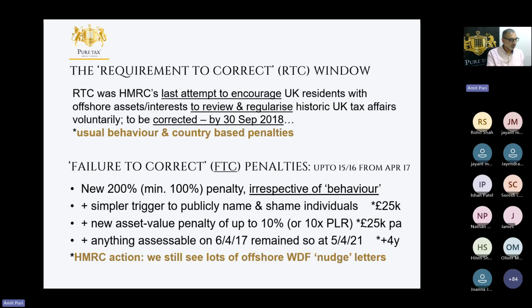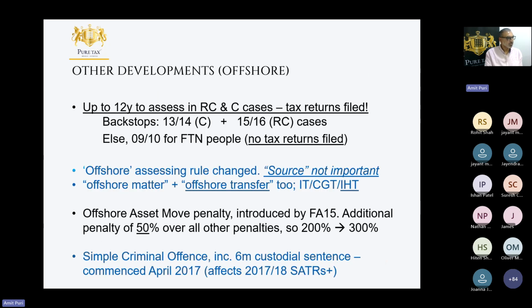And there are a host of other penalties here based on asset values, for example. We've never seen this being charged in practice, so I'm not going to cover it now, but I will leave you with some other things to note. For example, where people do tax returns, but they find themselves in an inquiry where offshore issues are being dealt with, or they're in a disclosure, a WDF scenario, and they're working out how far back they need to go, right? So this gives you an indication.